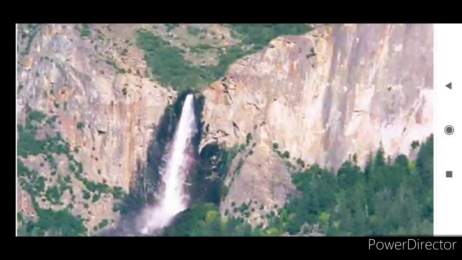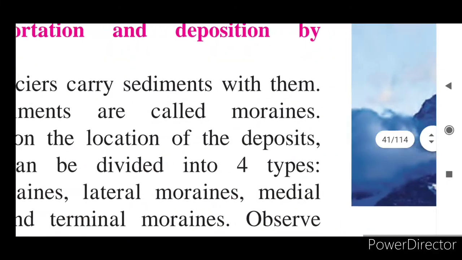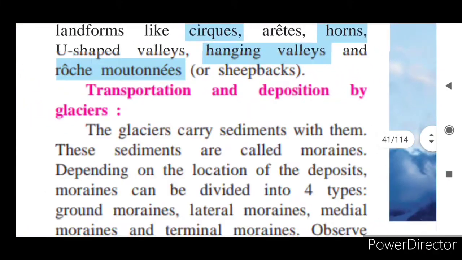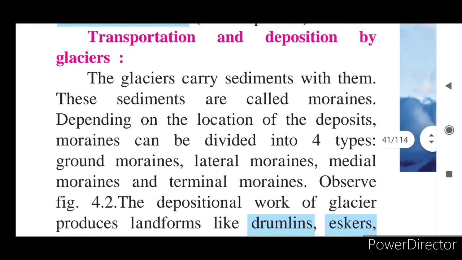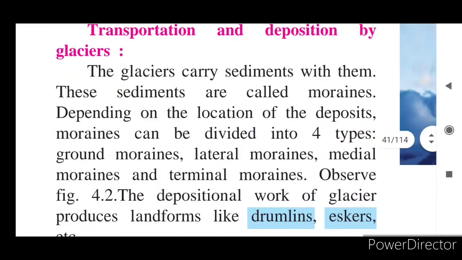Now we will see transportation and deposition by the glacier. So see, the glacier carries sediment with it. These sediments are called moraines. The sediment that the glacier carries is called moraine here. Moraine means deposited sediments, you remember.